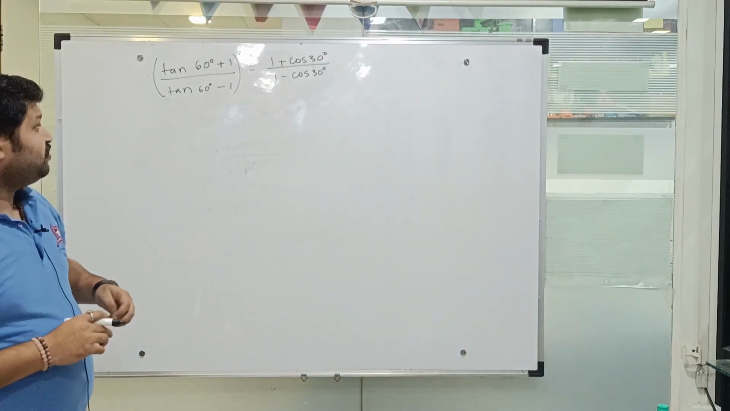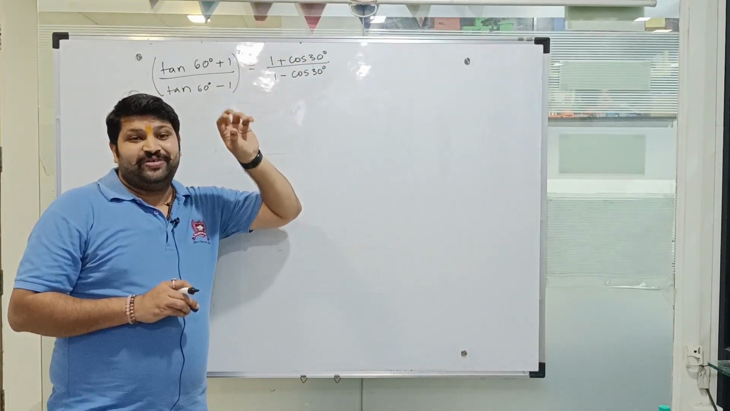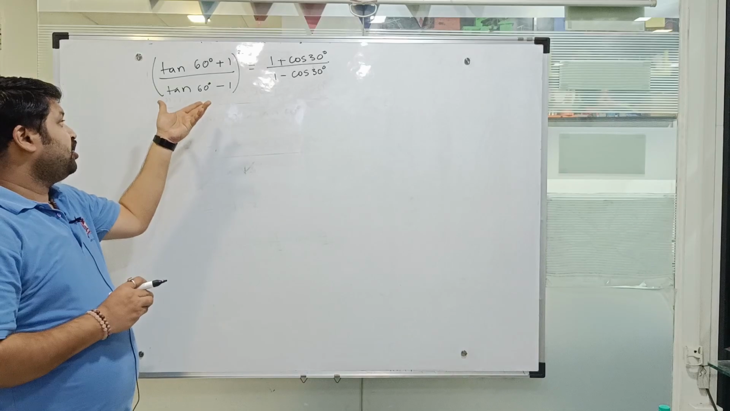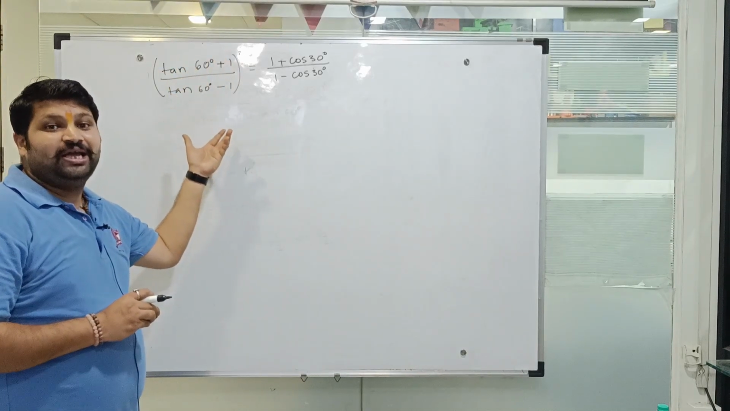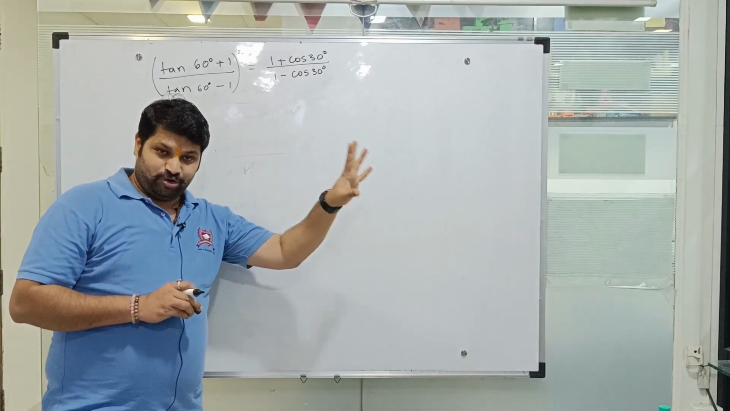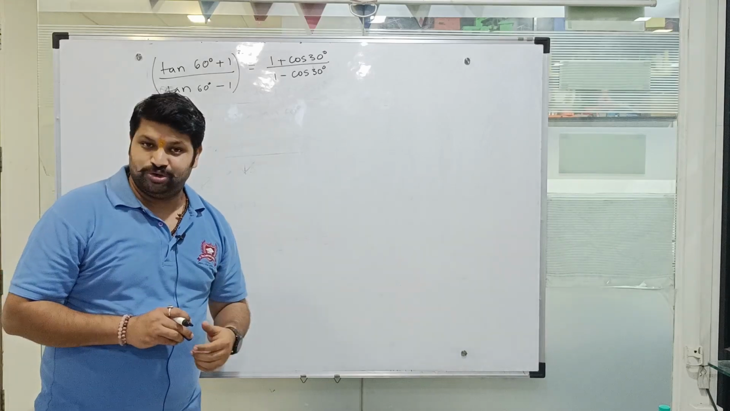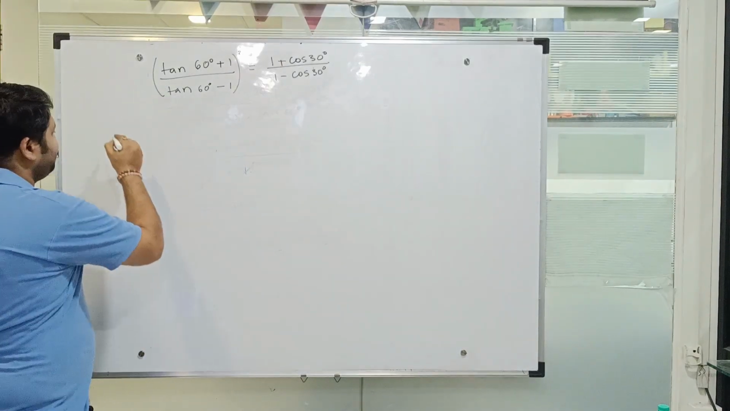In these kinds of sums, we have to prove that the left hand side is equal to the right hand side. So when we do these kinds of sums, we are going to solve the left hand side separately and then the right hand side separately, and then we are going to say that the left hand side is equal to the right hand side. So let us start with the left hand side first.